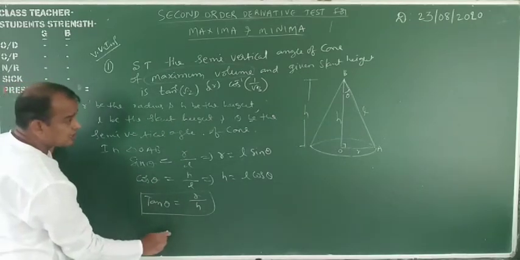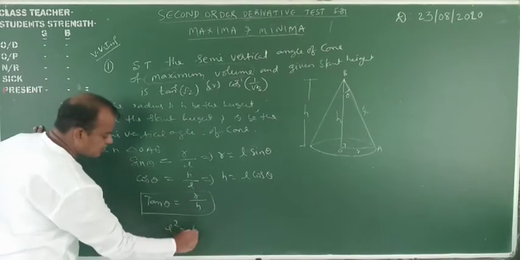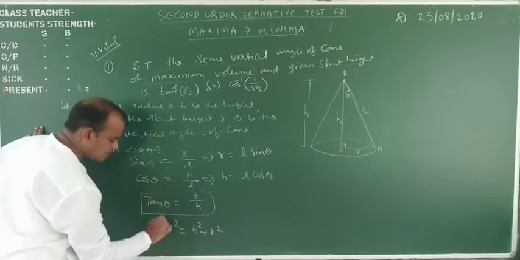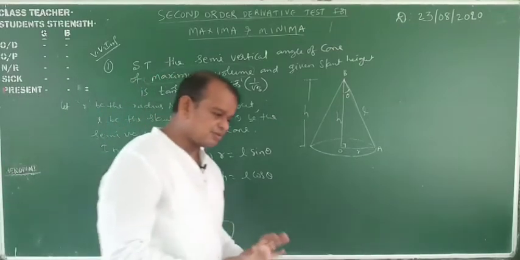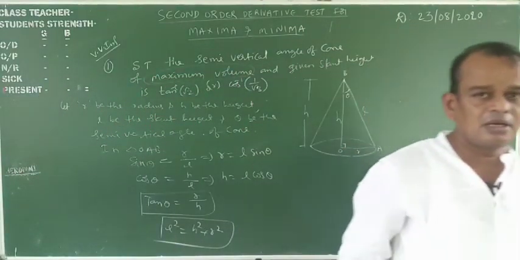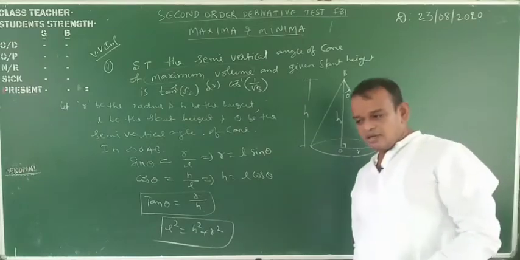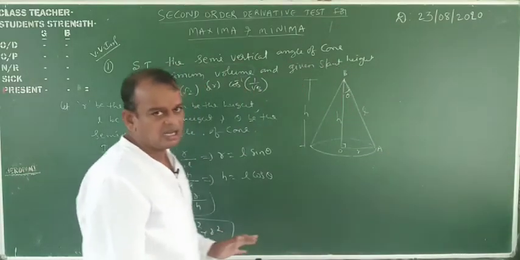h square plus r square equal L square. L square is equal to h square plus r square. You remember all these formulas. First you write the concept we learned for the cone. Okay, you know very well. Before class I already explained.